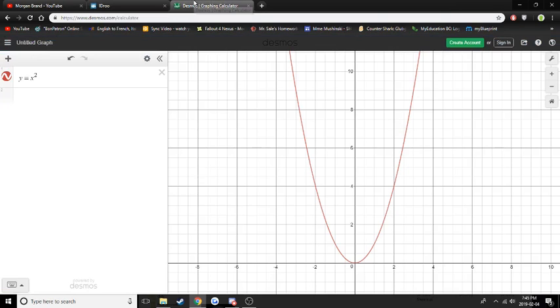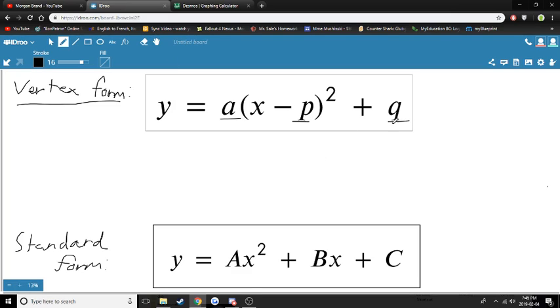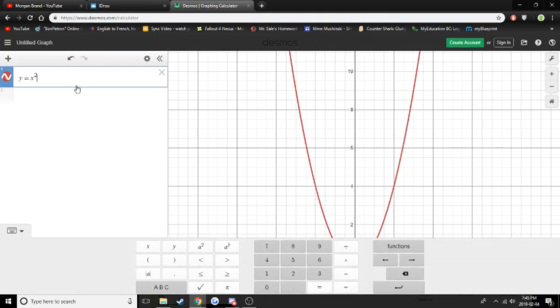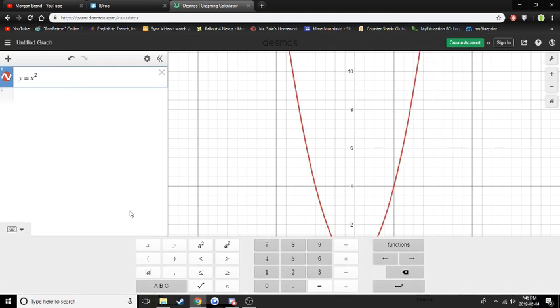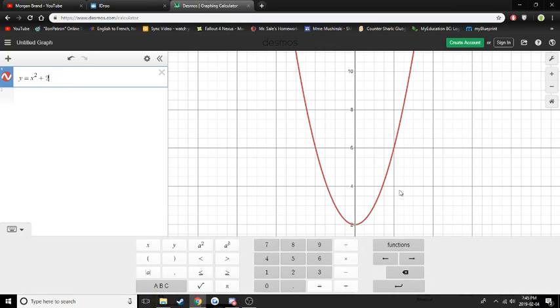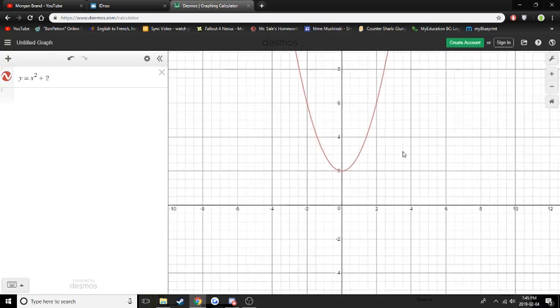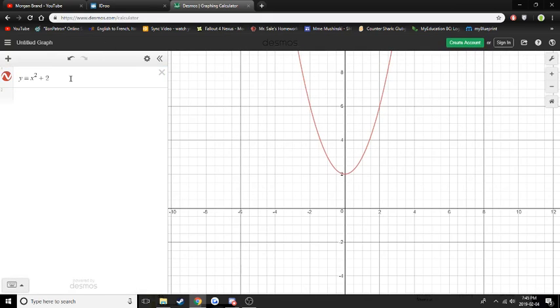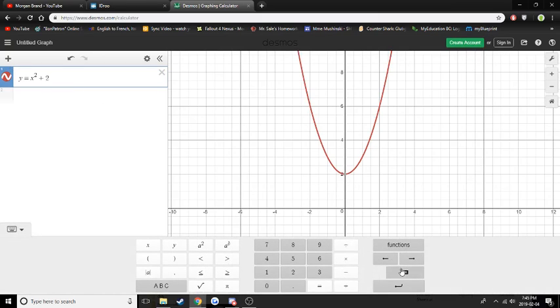So let's take a look at this graphing calculator. Here's a graph of y equals x squared, just the default function. Now if we put something for q, let's see what happens to this graph. So just put plus, let's say 2. Now, let's go back just a second.